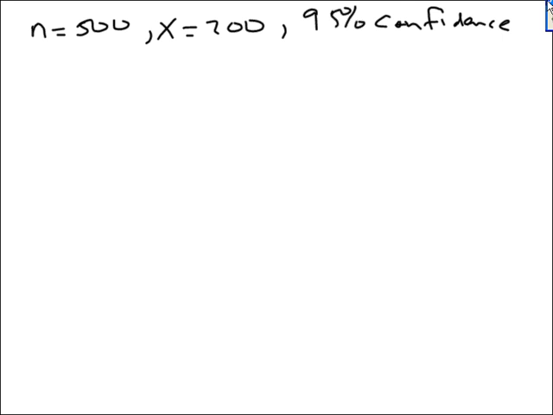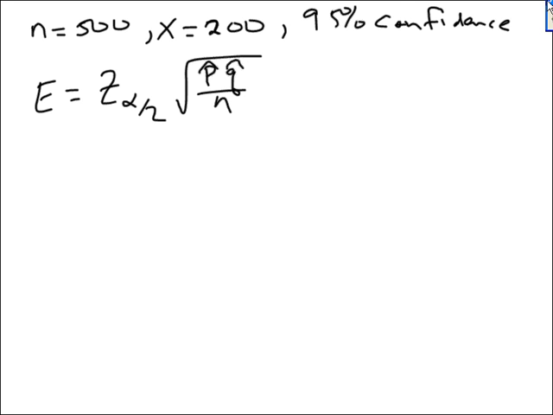The margin of error E is equal to z sub alpha over 2 times the square root of p hat q hat over n. So basically, we just need to plug in the right numbers. The first question is, what is z alpha over 2? Well, alpha is 1 minus the confidence level, 1 minus 0.95 is 0.05. I got 0.95 from 95% confidence.